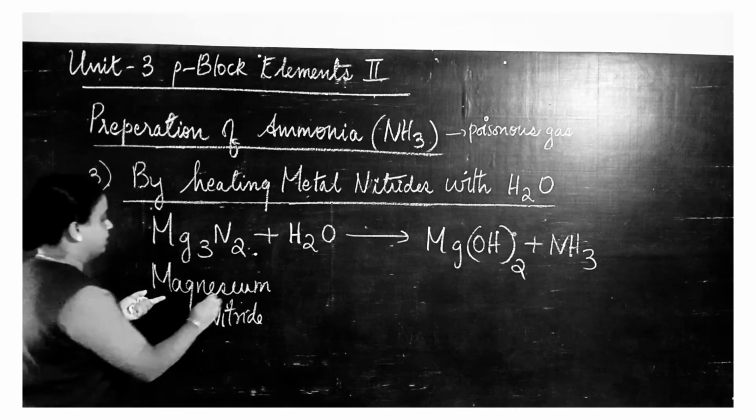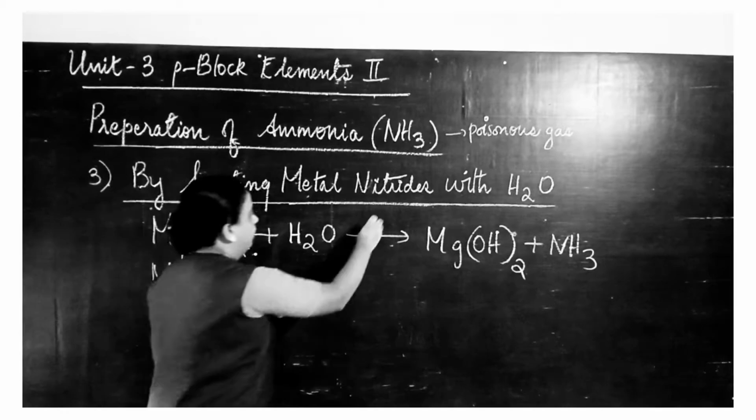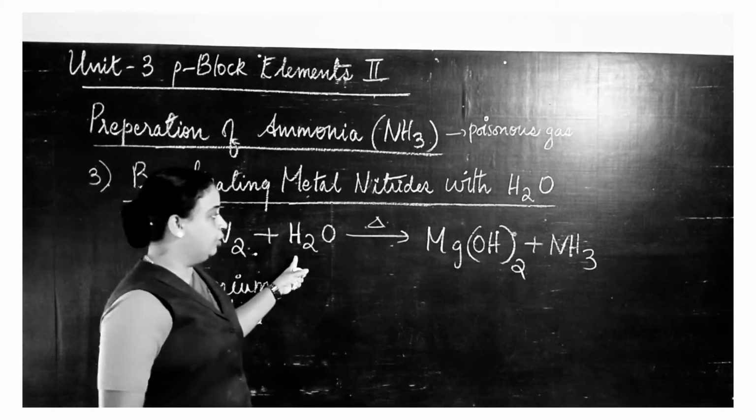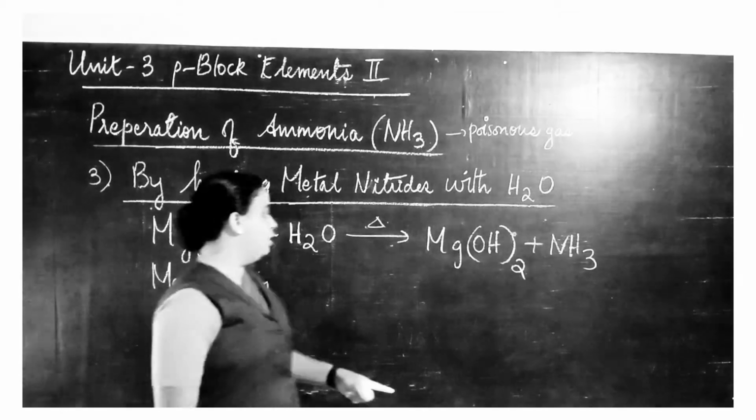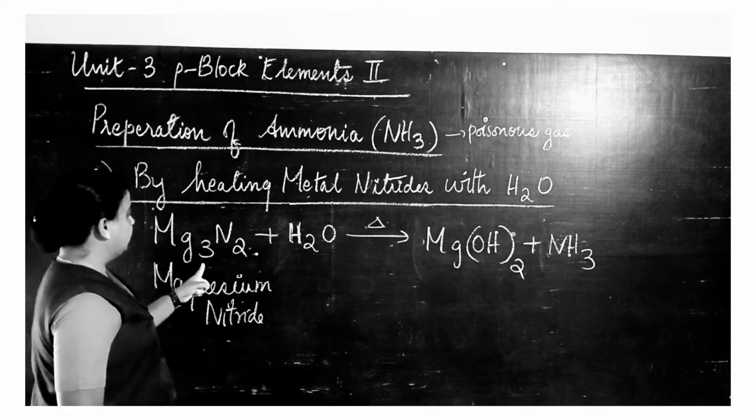Fine. Now let us see here. Magnesium nitride reacts with water. We are heating it with water to form magnesium hydroxide and ammonia. Now let us balance here. Three magnesium atoms are here.